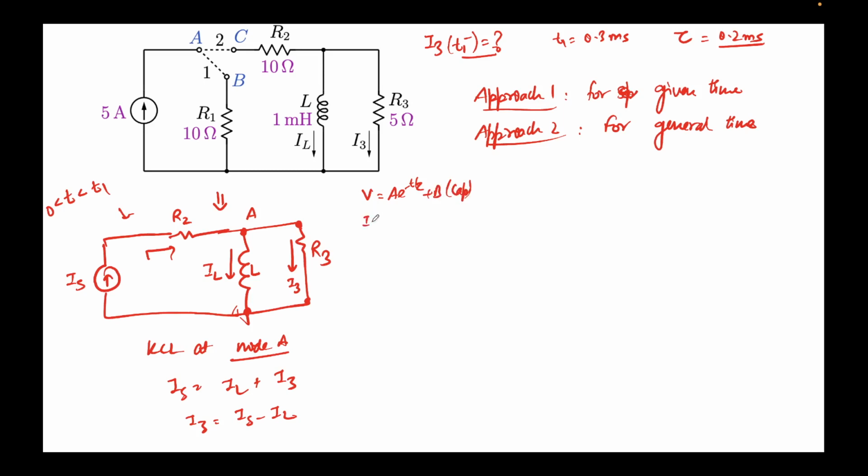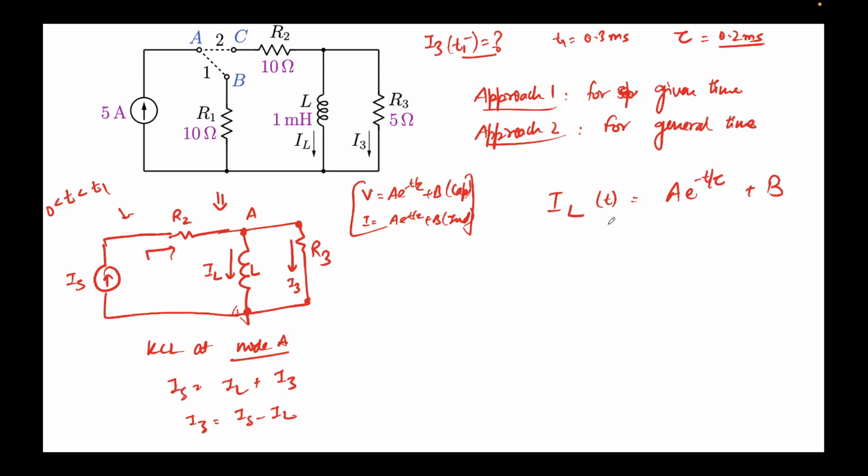Similarly, for the case of inductor, the same format of expressions can be used. So these are the counterpart expressions. The first is for capacitor, the second is for inductor. So I'll do the same thing. I'll write simply IL as a function of time. This is equal to A e to the power minus t by tau plus B.